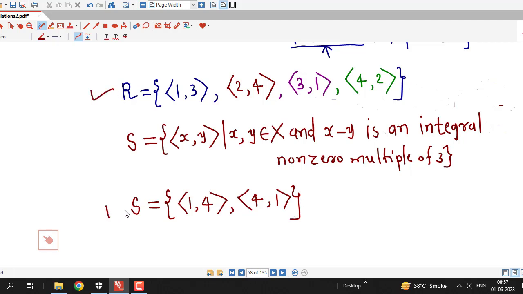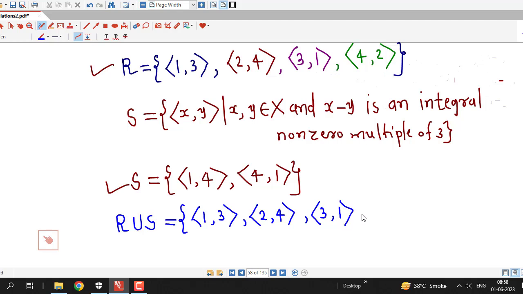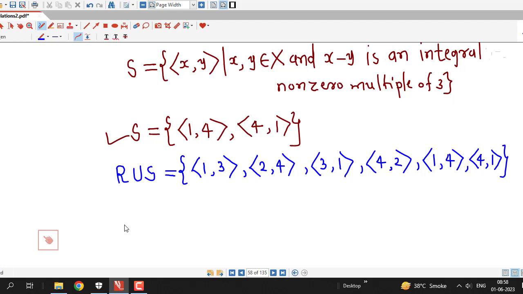So now I have two sets R and S, sets of ordered pairs, and I have to decide their union first and their intersection. We know that the union of two sets is the collection of all the members which are present in R as well as in S, as well as in both the sets. So I am writing all the members. First I am writing the members of R: ordered pair 1 3, ordered pair 2 4, ordered pair 3 1, ordered pair 4 2, and then the ordered pair 1 4, the member of S. This is the union of R and S.